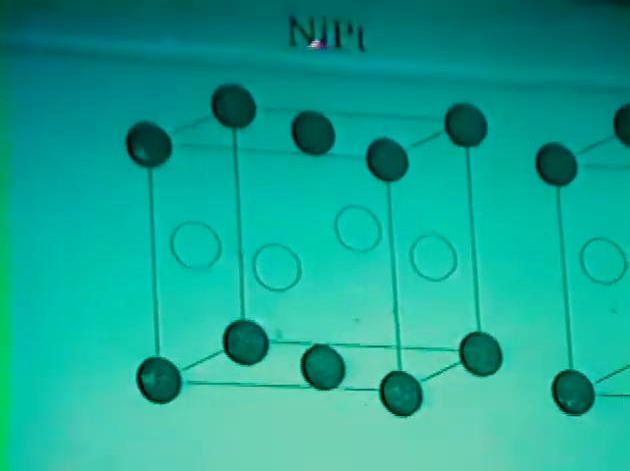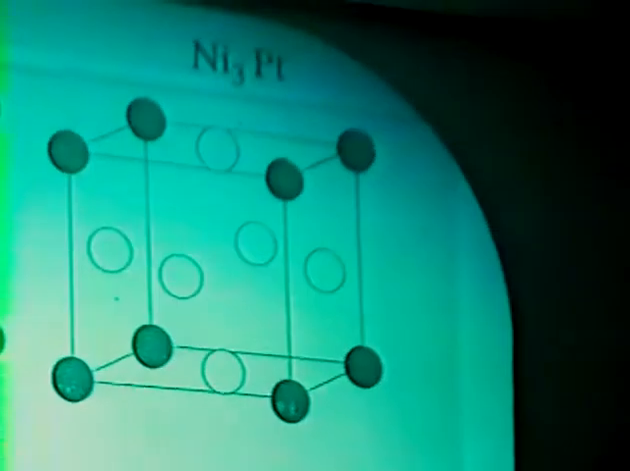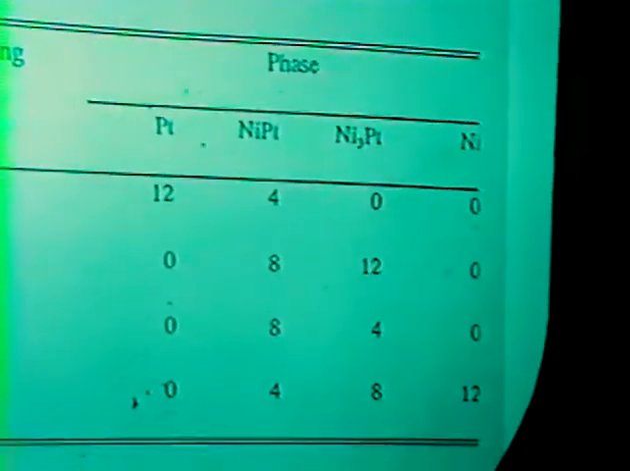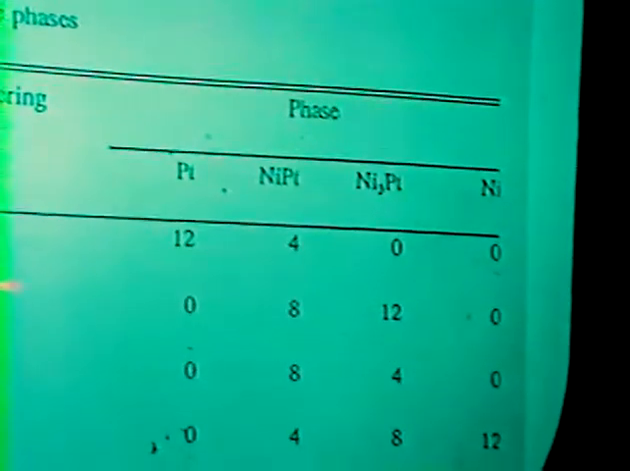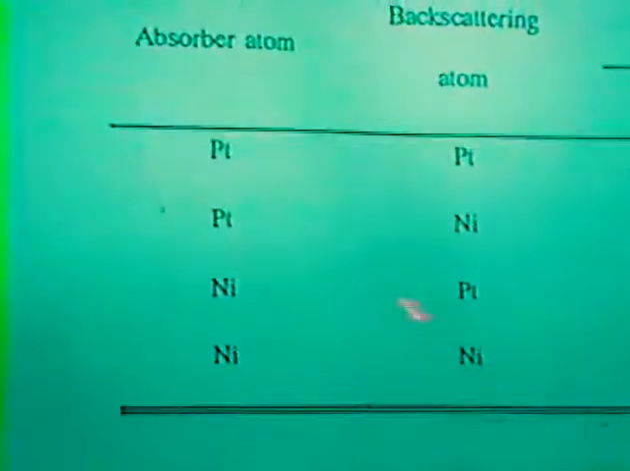In a 1-to-1 platinum-nickel intermetallic compound, in that phase, one ought to have a platinum-platinum coordination number of 4, a platinum-nickel coordination number of 8, a nickel-platinum coordination number of 8, and a nickel-nickel coordination number of 4.